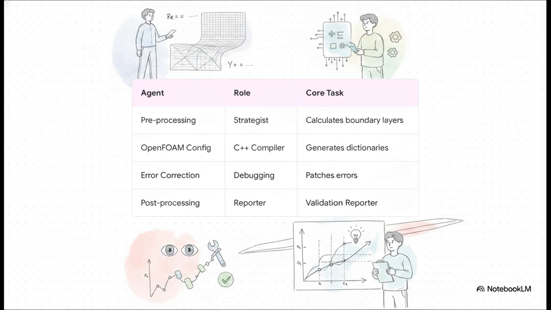It really helps to think of these agents like actual human team members. You have a pre-processing agent acting as your mesh strategist, calculating critical numbers like the Reynolds number. The OpenFOAM config agent is basically your C++ compiler, perfectly setting up boundary fields. You even have a debugging engineer actively watching the run and a post-processing agent acting as a validation reporter to extract vital metrics like lift and drag coefficients.